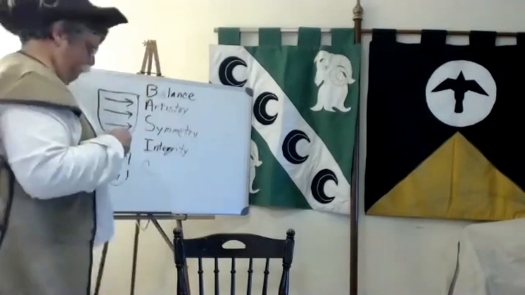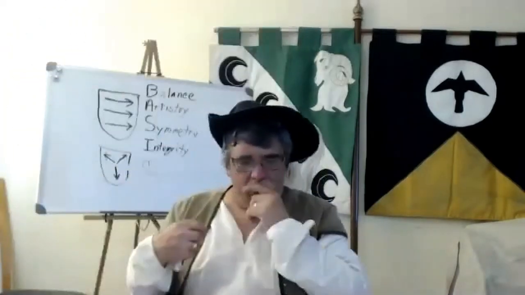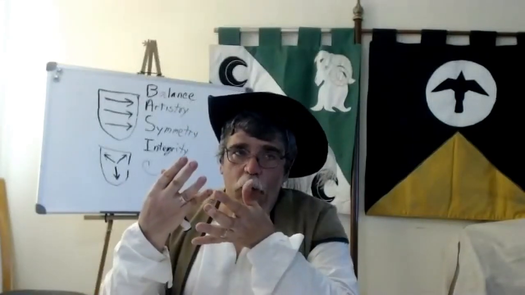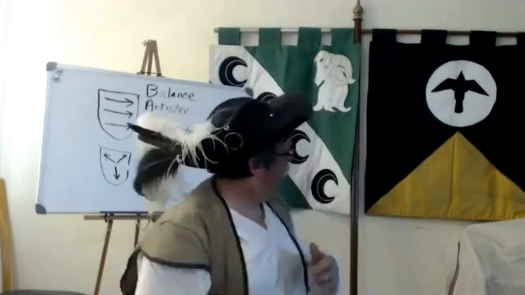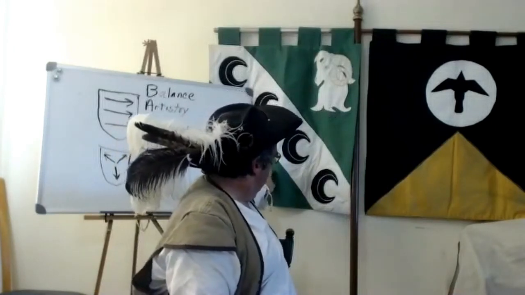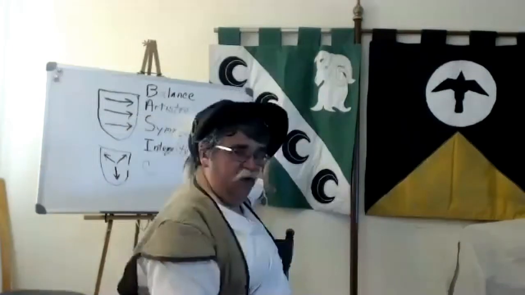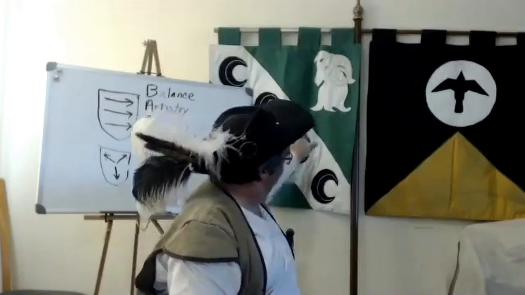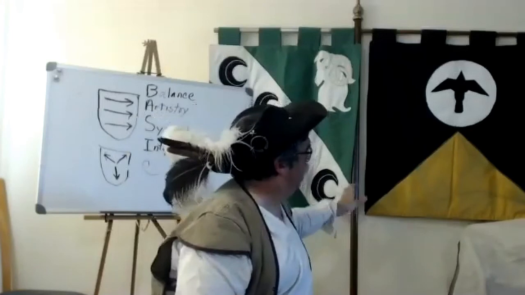Is integrity. When you're putting the device together, you want the device to hold together as a unified whole, right? So for example, on my wife's device, I wouldn't want to have the ram on one side and all the crescents on the other side with the bend in the middle. By doing it this way, I have an integrity between the overall composition, which actually looks pretty good.